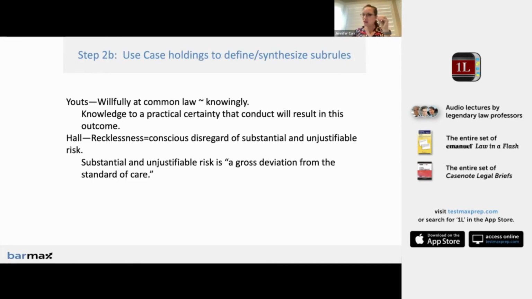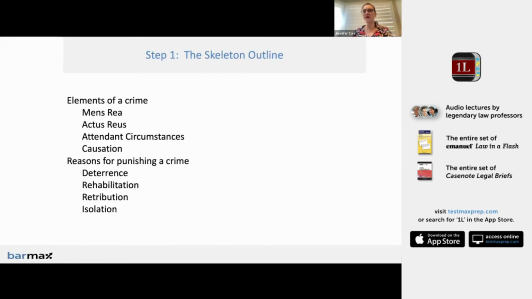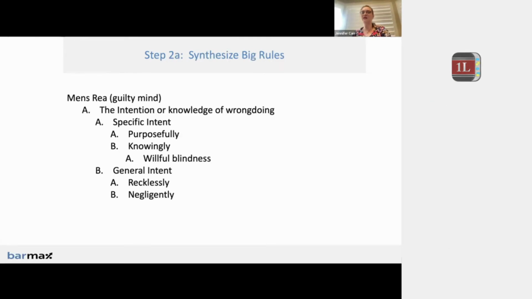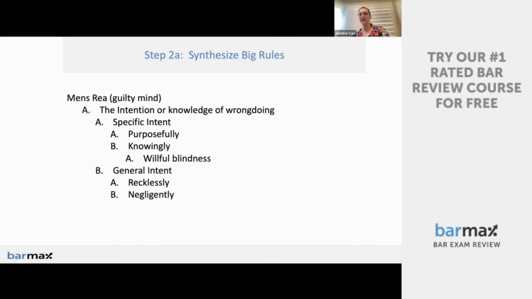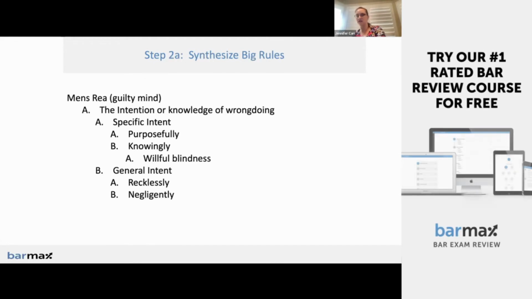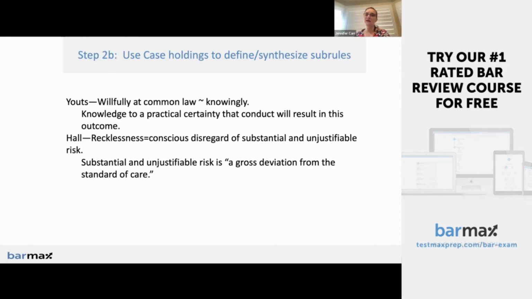And imagine that we're kind of zeroing in, right? So we start with elements of a crime, and then we zeroed in on mens rea. And then under mens rea, we added in, but before actus reus, we added in intention or knowledge of wrongdoing. And then we added in specific intent. And then purposefully. And then knowingly and willful blindness. And then we added in Utes and Hall.